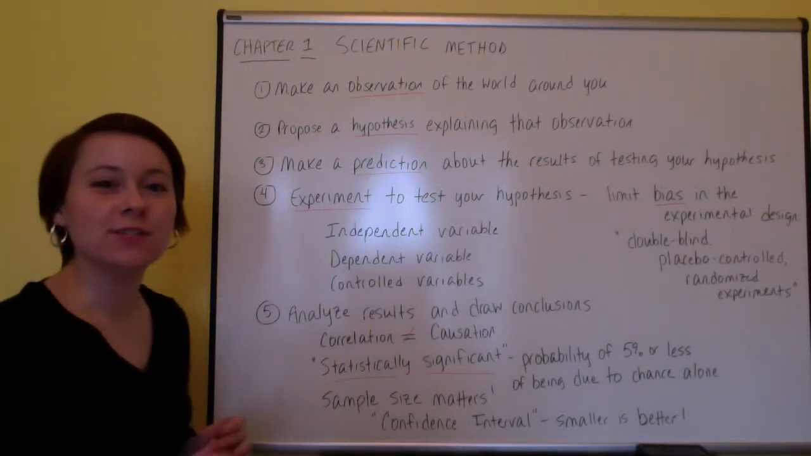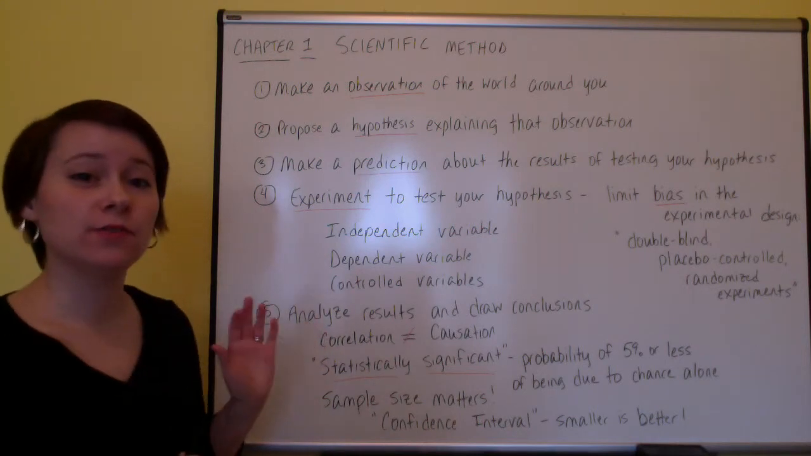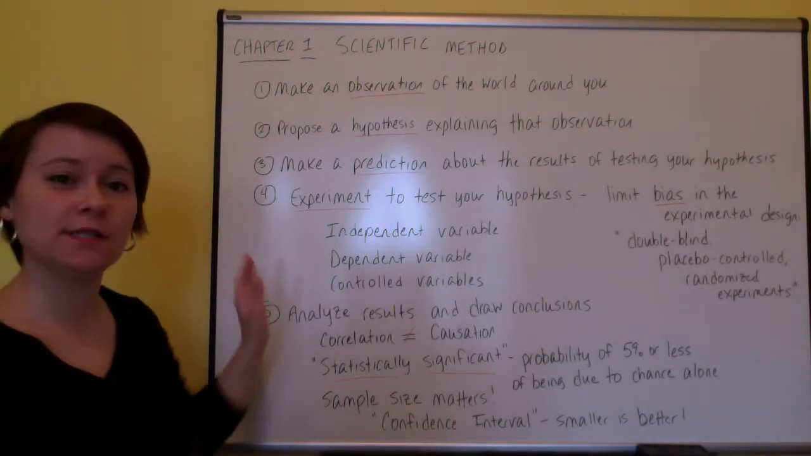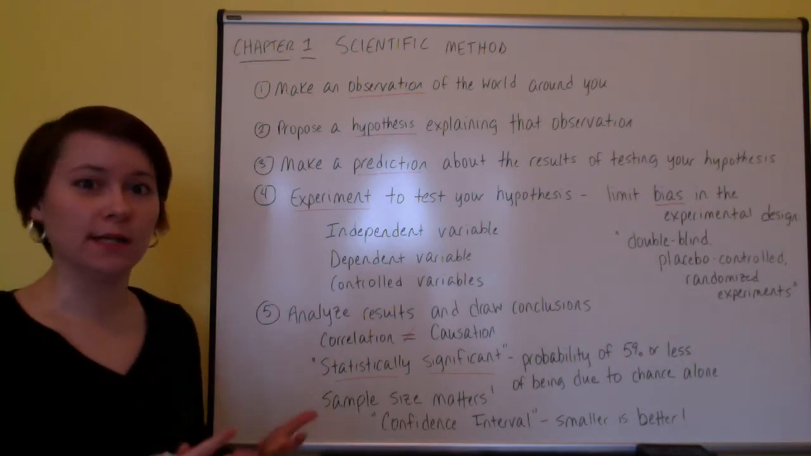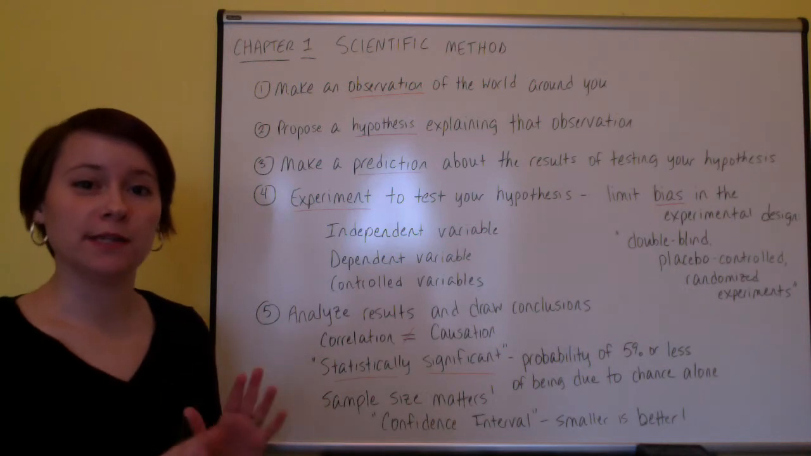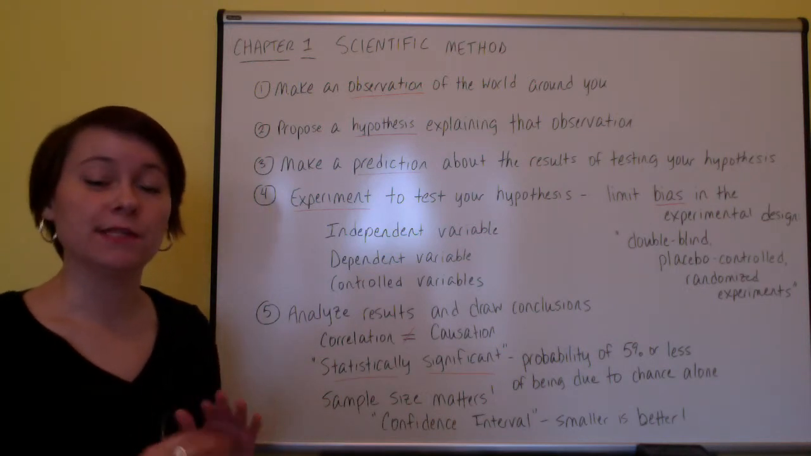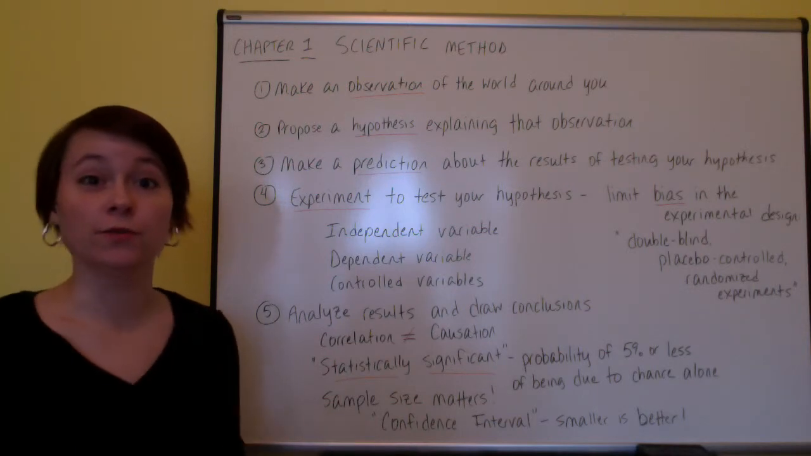Chapter 1 is over the scientific method, and the scientific method is composed of 5 different steps. This is the process you go through whenever you are going to be designing an experiment, testing an observation, all that. This is the process, the method that scientists use to make discoveries and draw conclusions about the world around them.